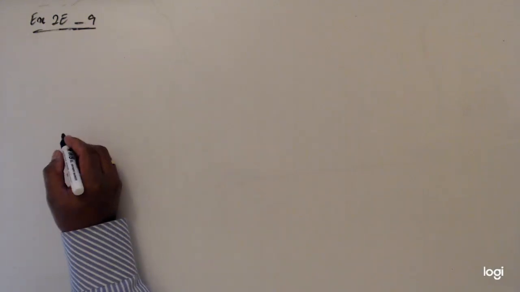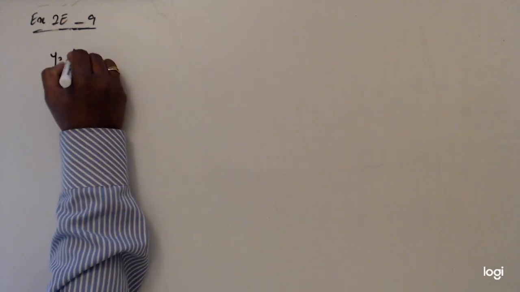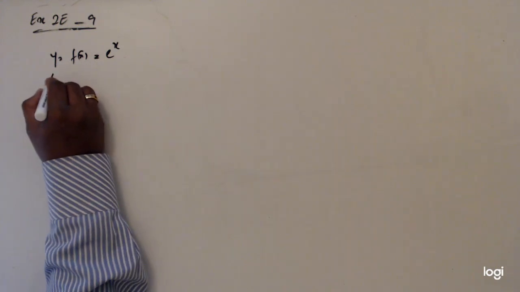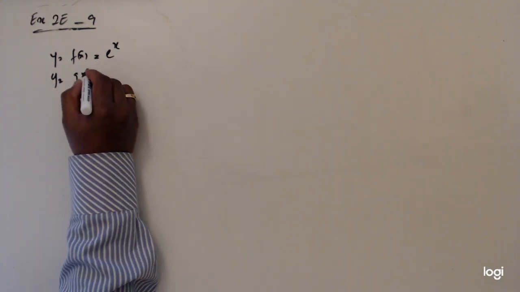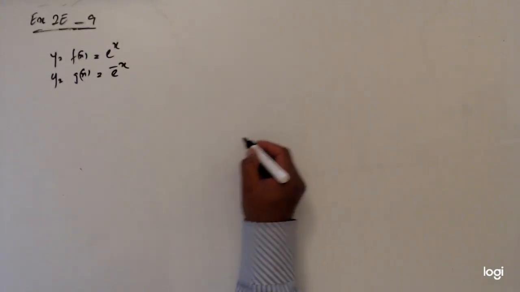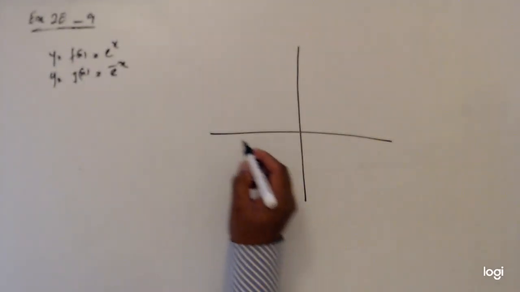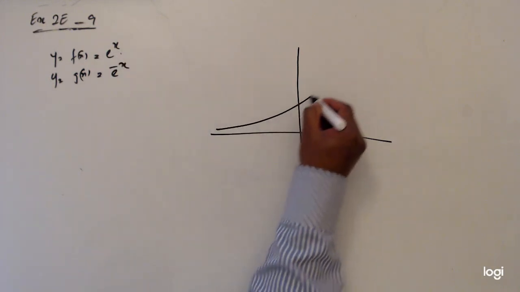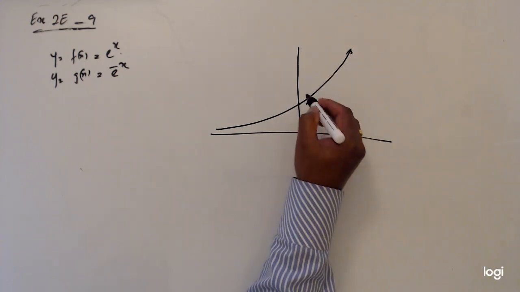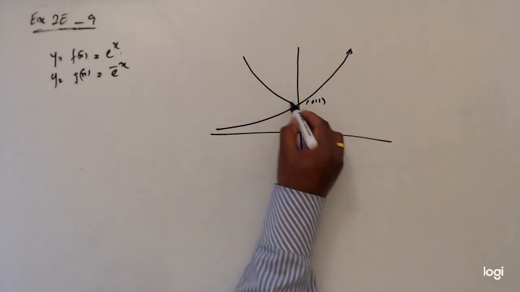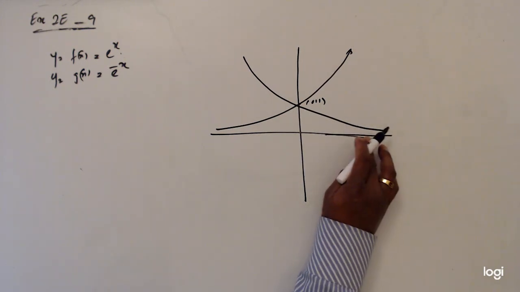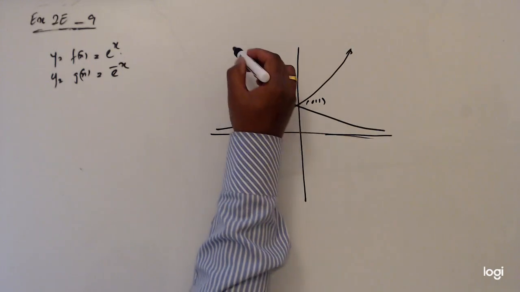Question number 9. Y equal fx equal e to the power x and y equal gx equal e to the power minus x. So the graph is y equal e to the power x. Graph is going like that, that is 0 and 1, and e to the power minus x.